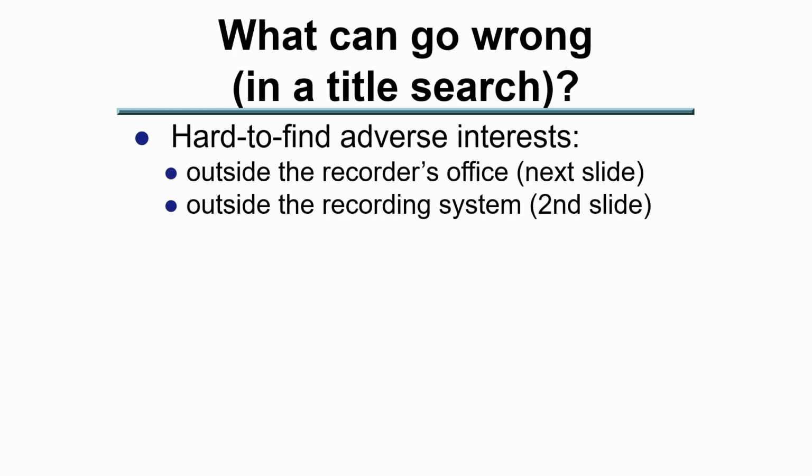The first thing that can go wrong is that there are adverse interests that may exist against a parcel of land that are hard to find because you can't locate them in the recorder's office. There are two different groups of these kinds of interests. The first one are ones that are recorded in some other governmental office, but not in the recorder's office. So we have to go to other offices to look for them. We'll see those in the next slide. Then there are a group of adverse interests that are totally outside the recording system, and they don't have to be recorded anywhere, and essentially they're impossible for us to find when we're searching a title.